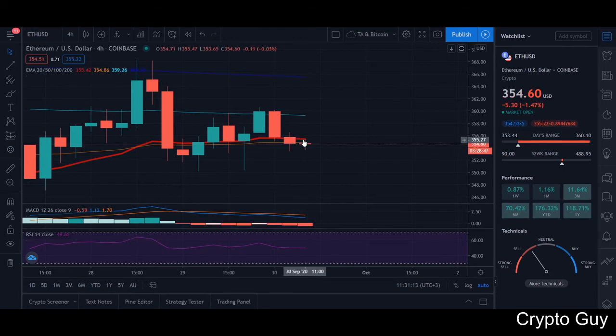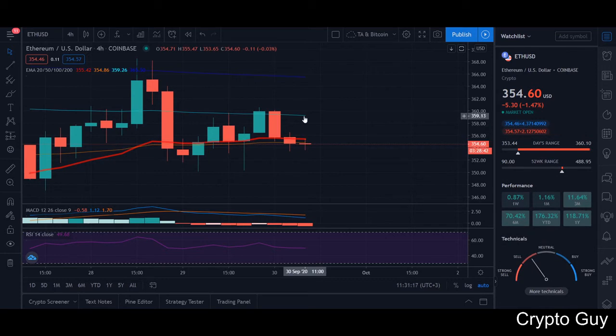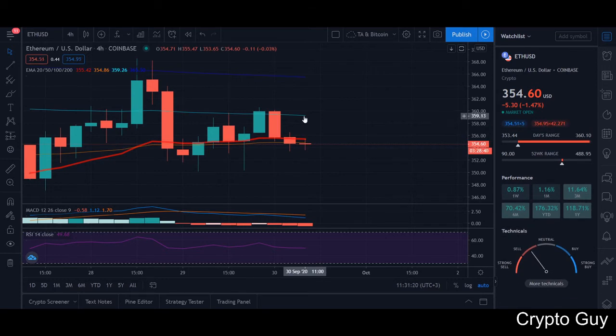If it breaks from this 20 weekly moving average, you should put a long position, and we can put a take profit here, under 359. So be safe and make some profit.